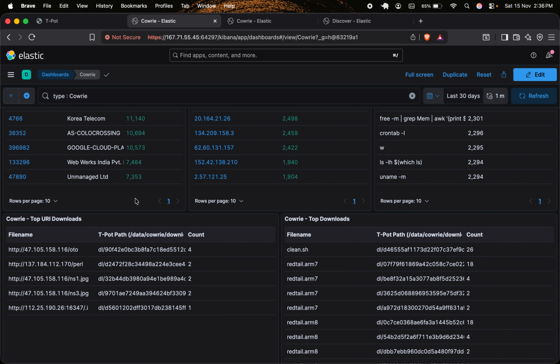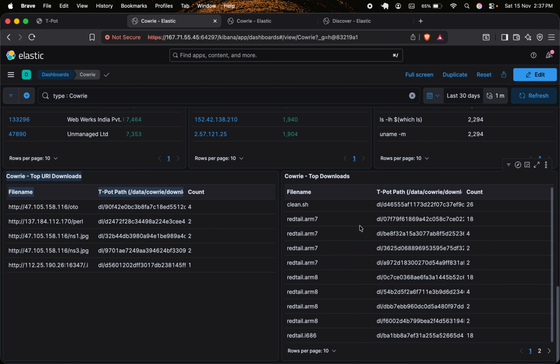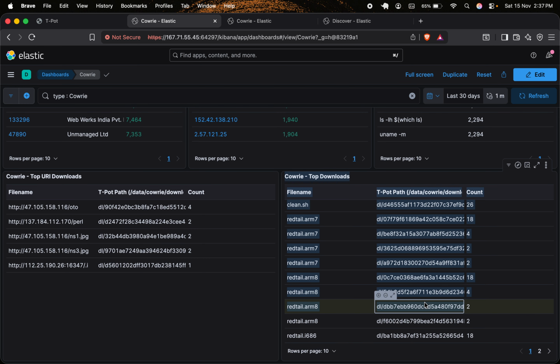So here you see Cowrie top URI downloads and Cowrie top downloads. The main difference between these is that this section shows the different links the attacker tries in order to get their malicious files, and this section, top downloads, shows the files the attacker actually downloaded onto the system and how many times they tried. So these are some of the files.